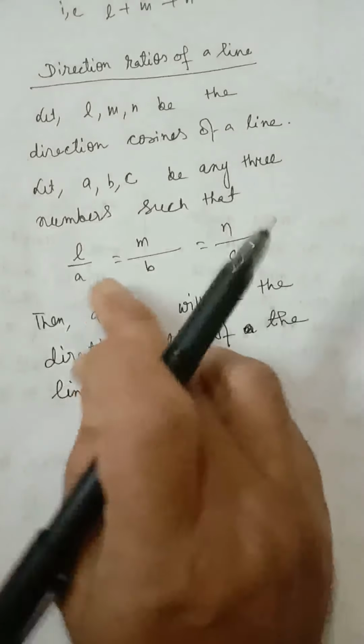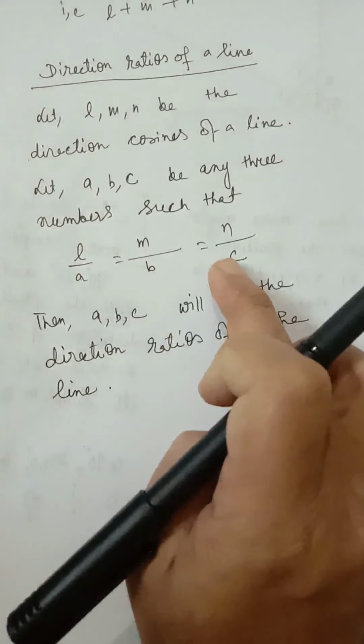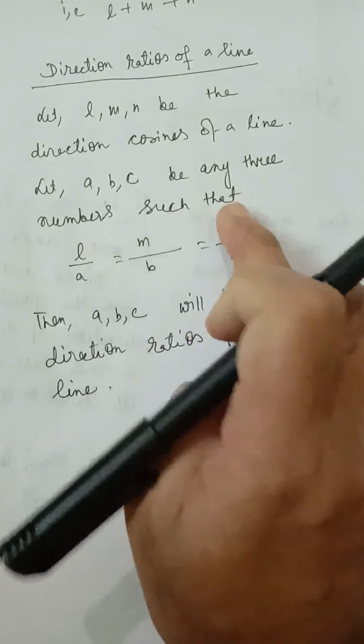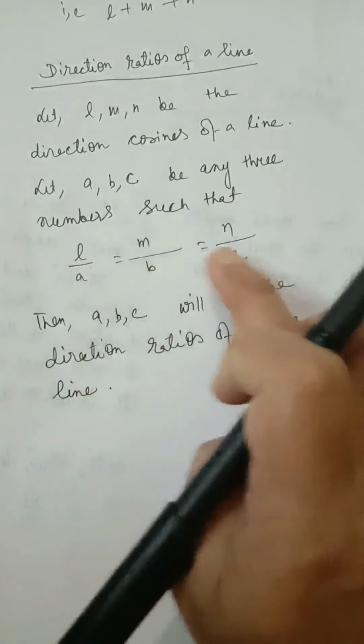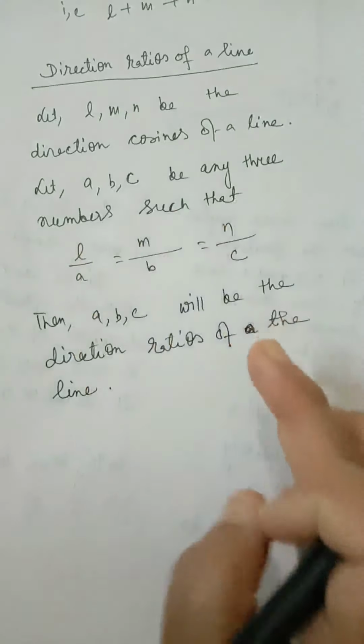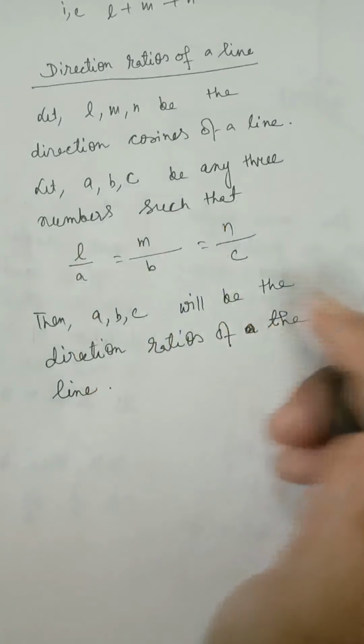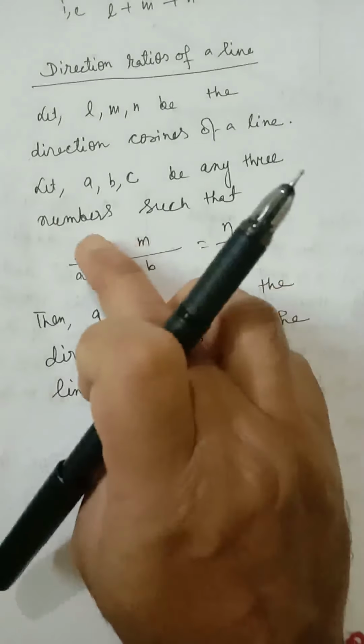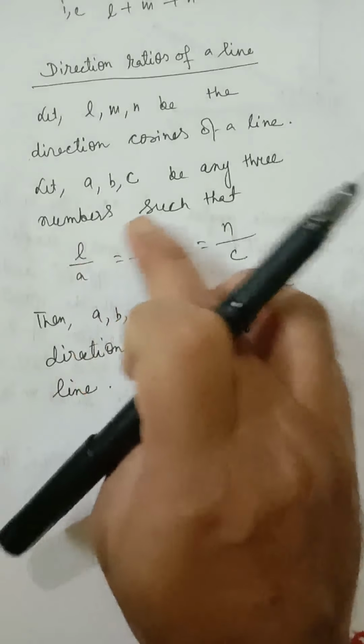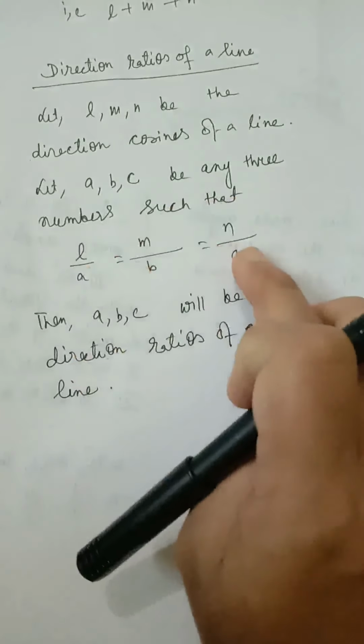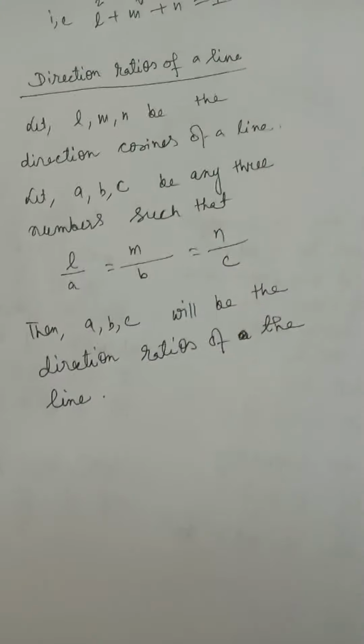Any three numbers which are proportional to the direction cosines of a line are called direction ratios. Here A, B, C are proportional to the direction cosines, that is L, M and N. So A, B, C are the direction ratios of the line.